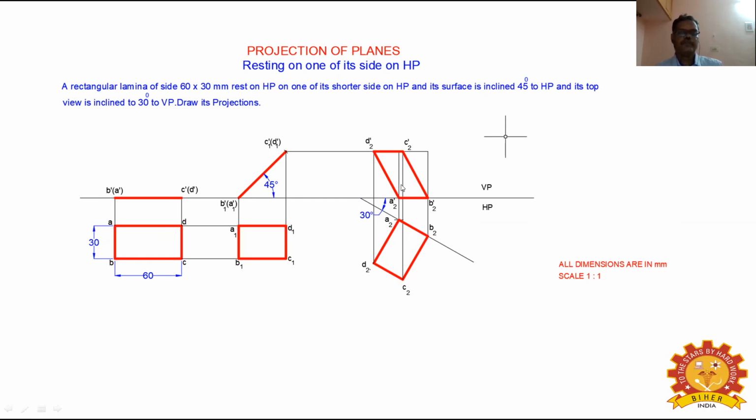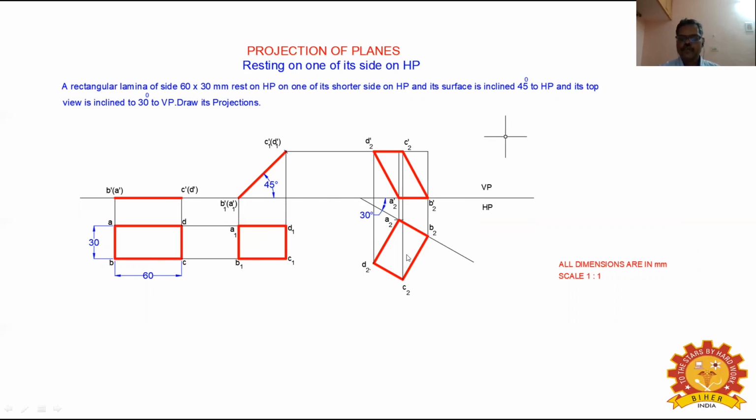From A2, B2, C2 and D2 draw vertical lines. And from C1 dash draw a horizontal line and mark the corresponding points A2 dash, B2 dash, C2 dash and D2 dash. This is called the final front view. Finally, mark VP, HP, 30 mm, 60 mm, 45 degrees, 30 degrees, all dimensions in mm, scale 1:1. So this is the simple position. Theta is given as 45 degrees to HP. Here phi is given as 30 degrees to VP.